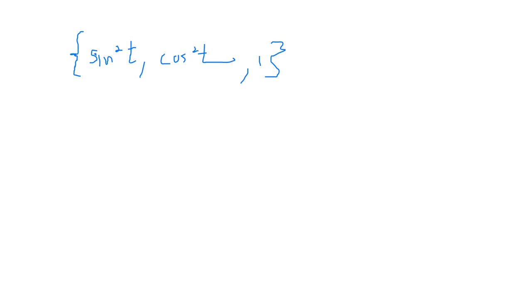Dependent. That's right, Hung. And why is that? Good, Benjamin, the identity. Good, Hung. So 1 times the sine squared of t plus 1 times the cosine squared of t minus 1 times 1 equals 0.